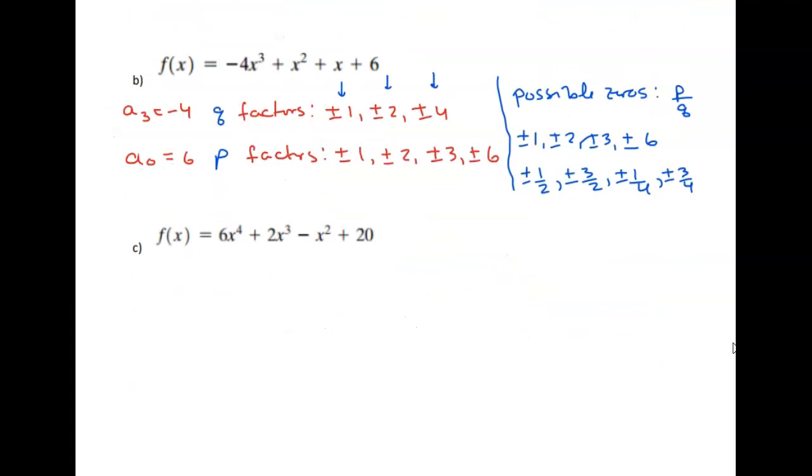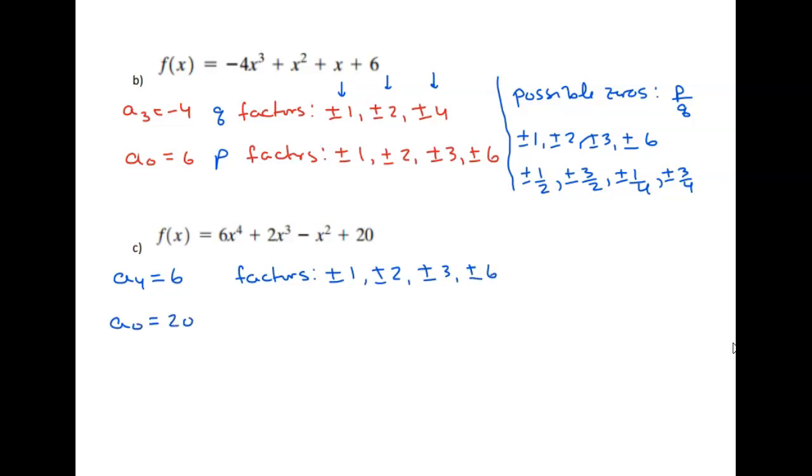Let's look at the next one. A4, my leading coefficient, is 6. The factors of this are plus or minus 1, plus or minus 2, plus or minus 3, and plus or minus 6.